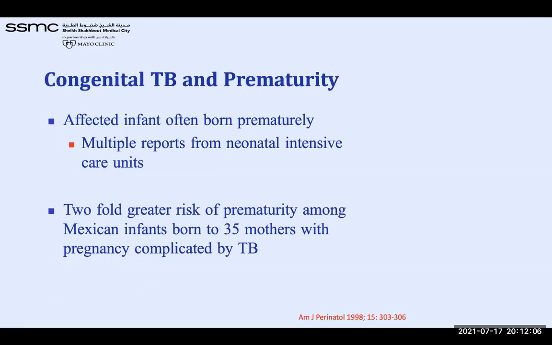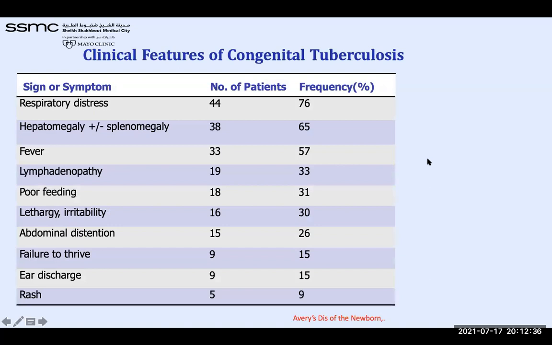Prematurity and congenital tuberculosis: the affected infant is often born prematurely. So if they get congenital tuberculosis, the chances of prematurity are very high. There are multiple reports from neonatal intensive care units about that. The American Journal of Perinatology in 98 revealed a two-fold greater risk of prematurity among Mexican infants born to 35 mothers with pregnancy complicated by tuberculosis in the United States.